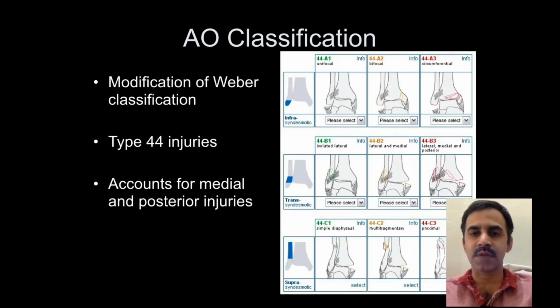B1 means isolated lateral, B2 means lateral and medial, B3 means lateral, medial and posterior. C1 means simple diaphyseal, C2 means multifragmentary, C3 means proximal. So remember that our classification of the ankle is 44 and it is divided into A, B and C based on whether it is infrasyndesmotic, transsyndesmotic or suprasyndesmotic.